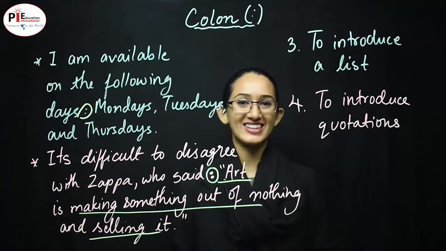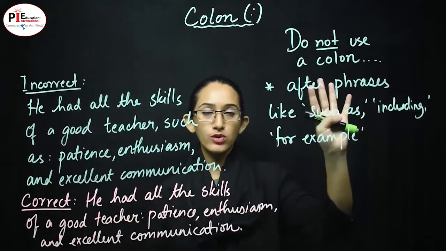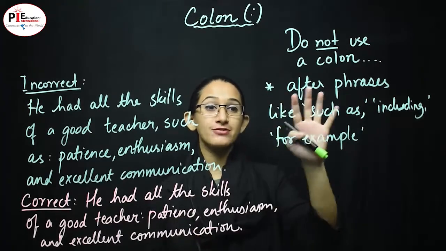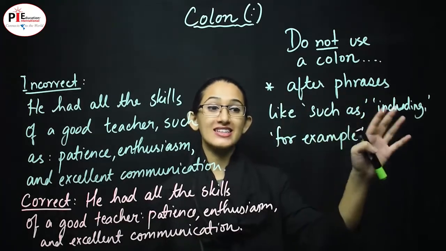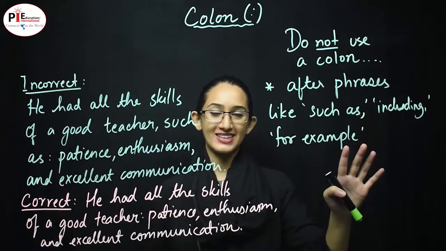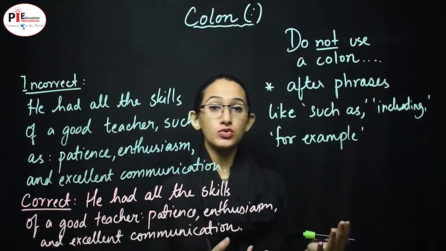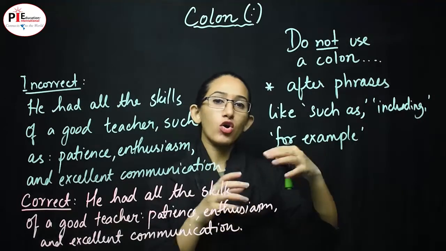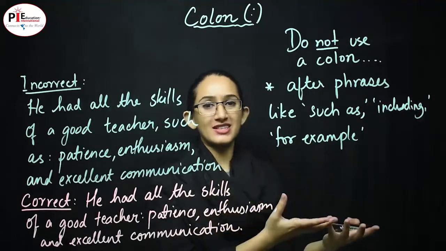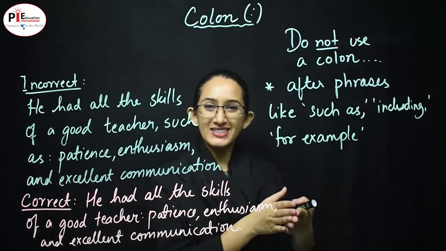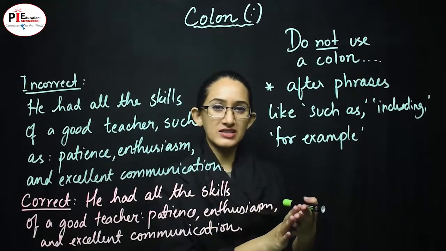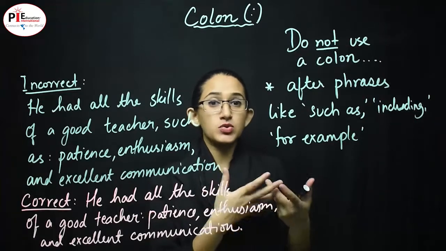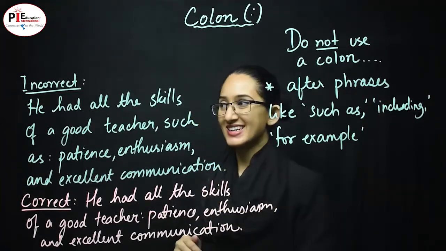So let's take a look at that now. One way in which we should not use a colon is after phrases like such as, including, for example. The reason why we shouldn't use a colon after these phrases is because these words are already introducing the next part of the sentence. So, placing a colon after these kinds of phrases is a little redundant, or it acts like a repetition, which we don't want. Let's take a look at an example.